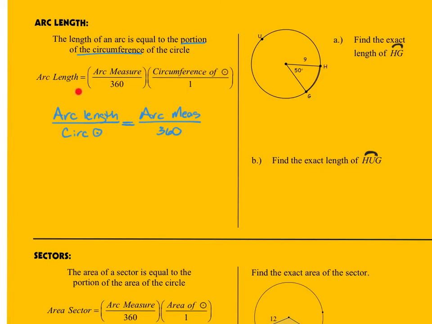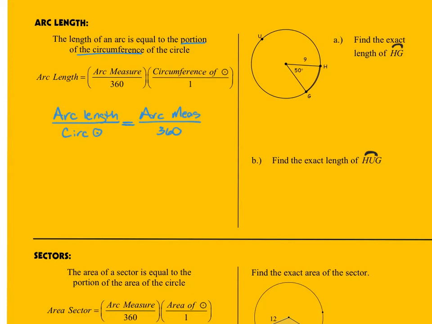So this is our definition formula, but many of you probably remember from your geometry days that this can easily be rearranged into a nice proportion. If I take the circumference of the circle and divide both sides by the circumference, I get this nice proportion right here: arc length out of the circumference equals arc measure out of 360.